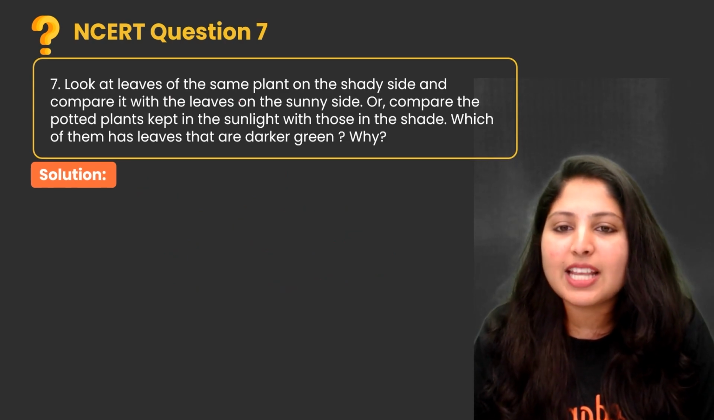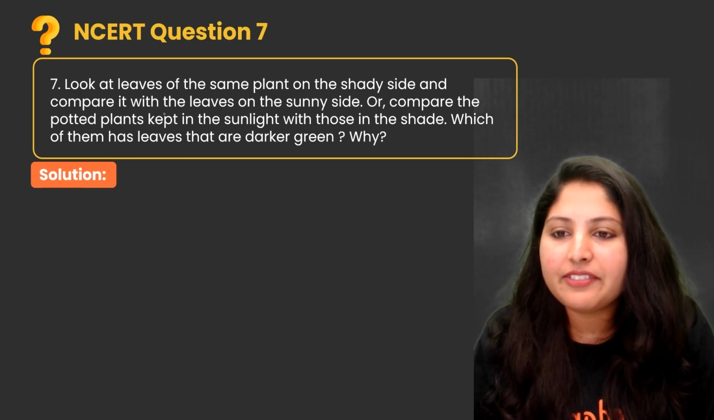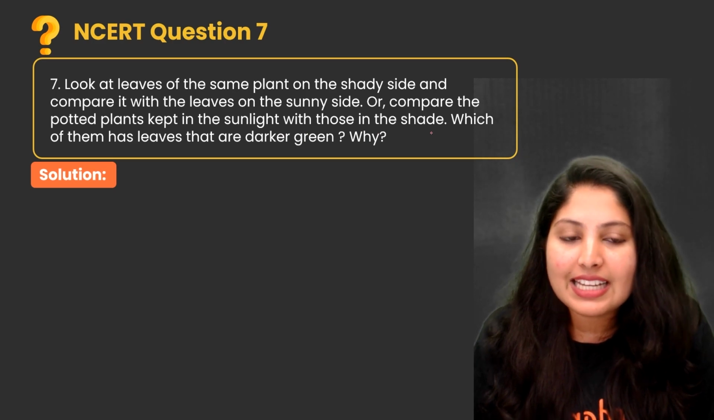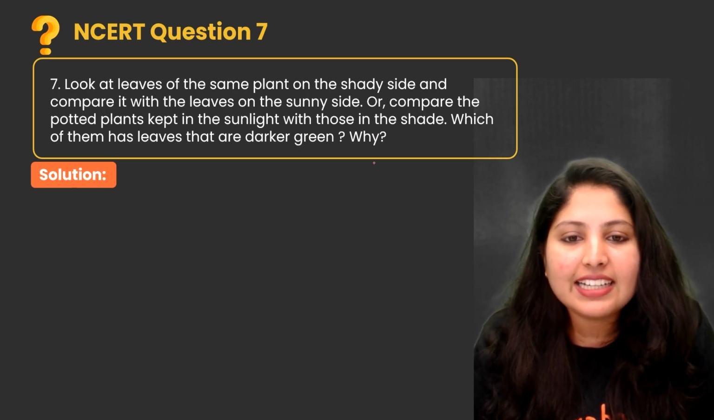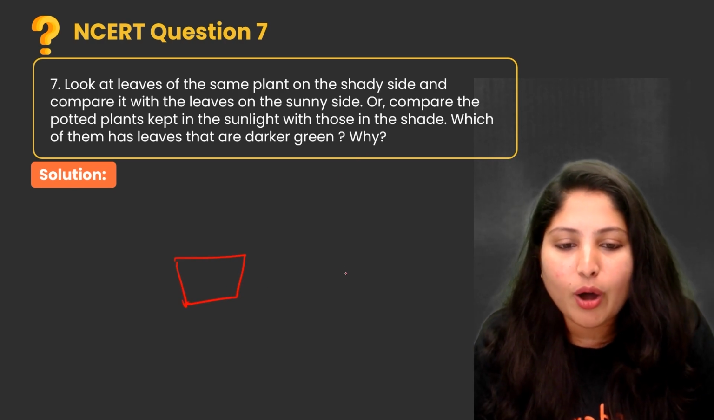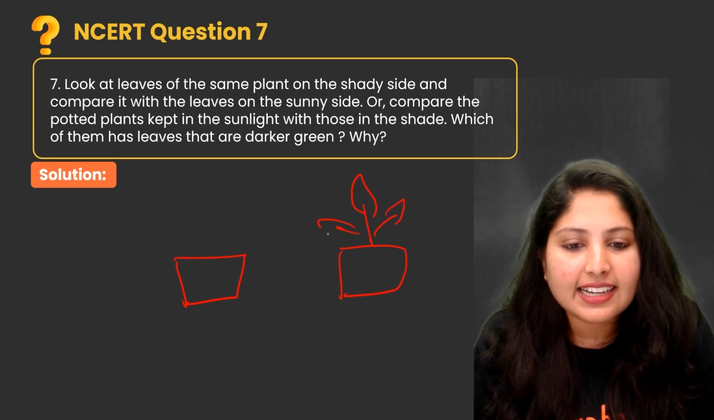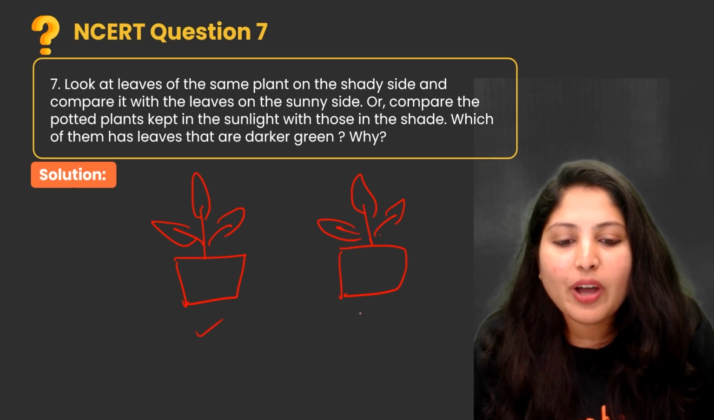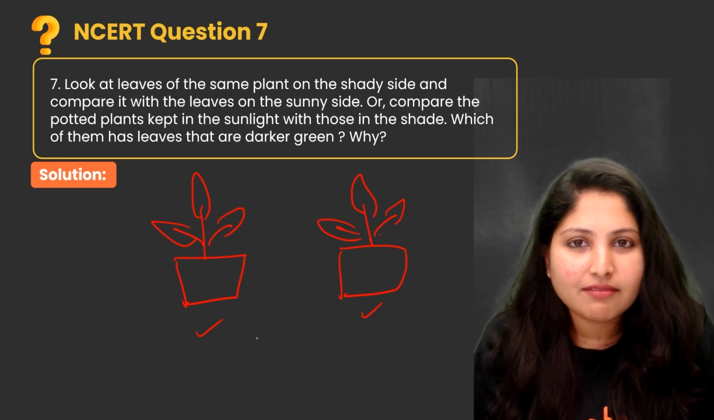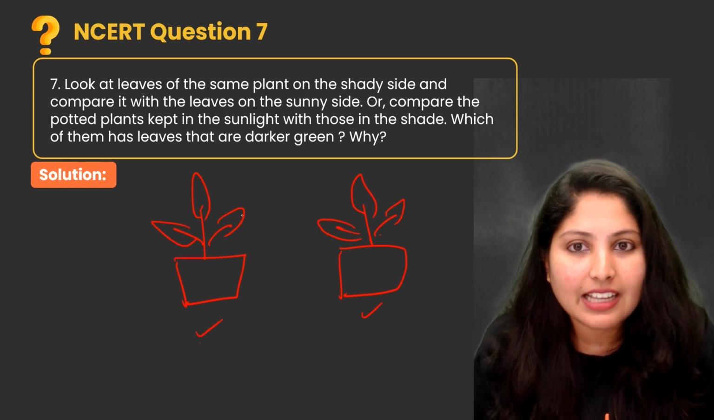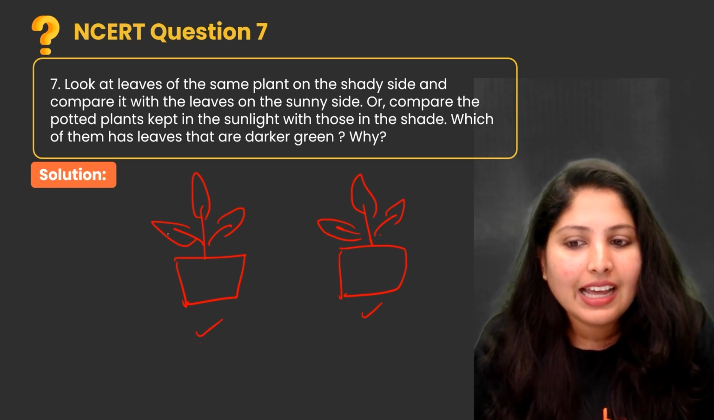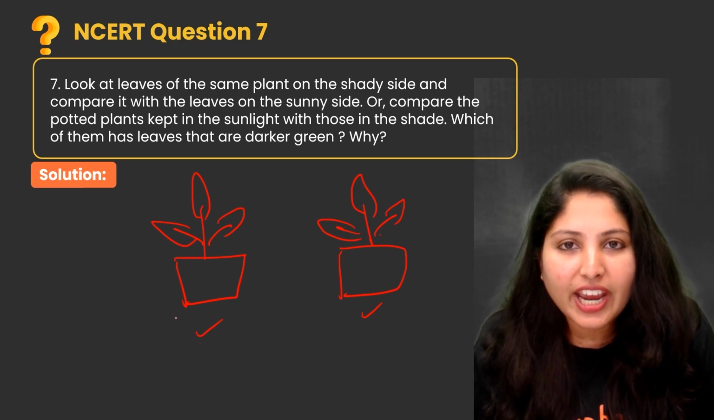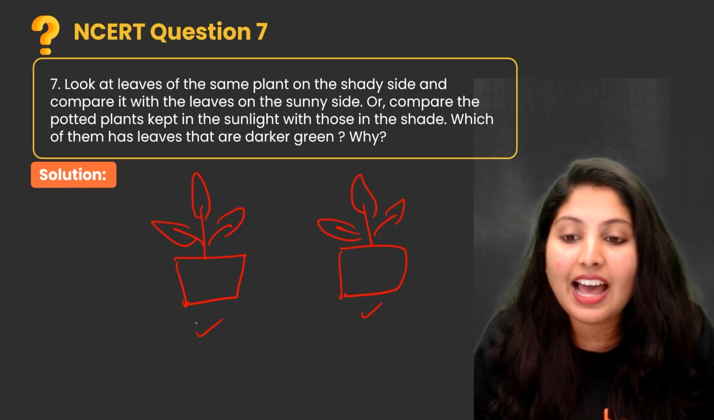Clear? Look at leaves of some plants on the shady side and compare them with leaves on the sunny side, or compare a potted plant kept in sunlight with one in the shade. Which of them has leaves that are darker green? Why? We are keeping two pots, one in direct sunlight and another in indirect sunlight, that means under shade. Which one has a darker green color? Have you checked this or experimented with it? No. Then we can experiment. The plant which is kept under shade has a darker color.